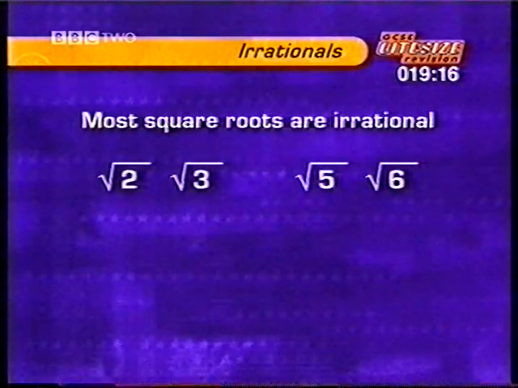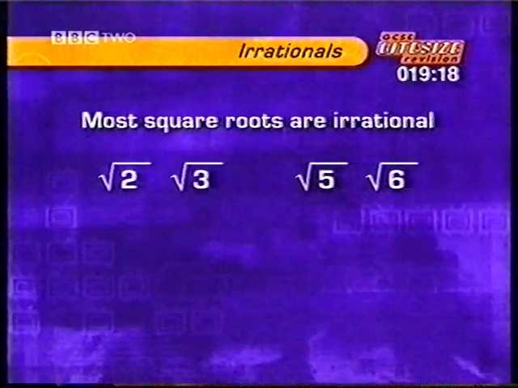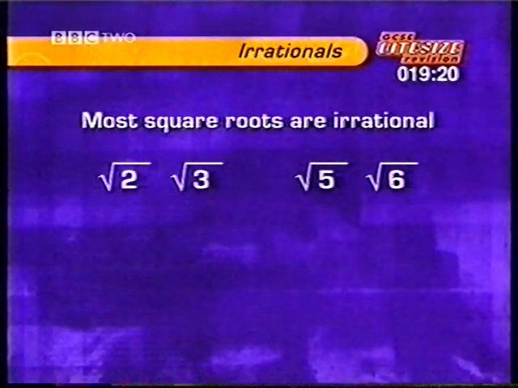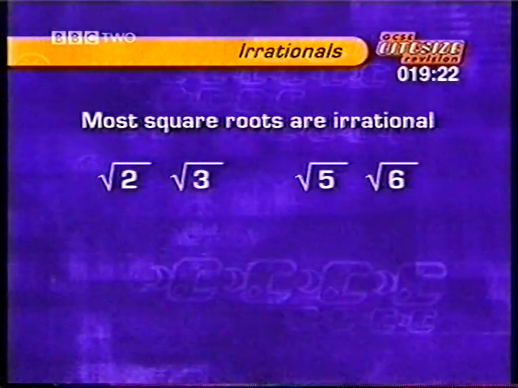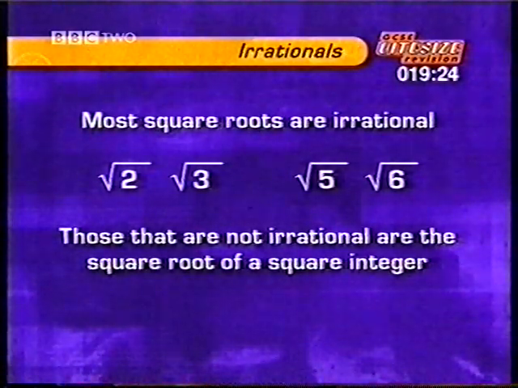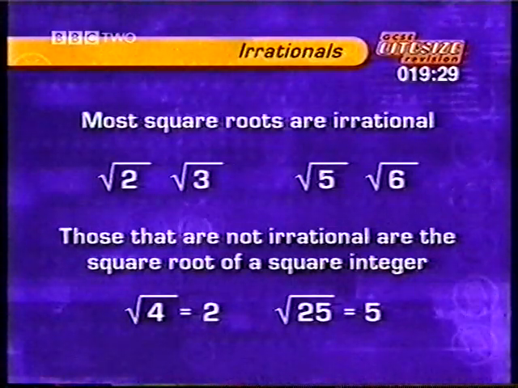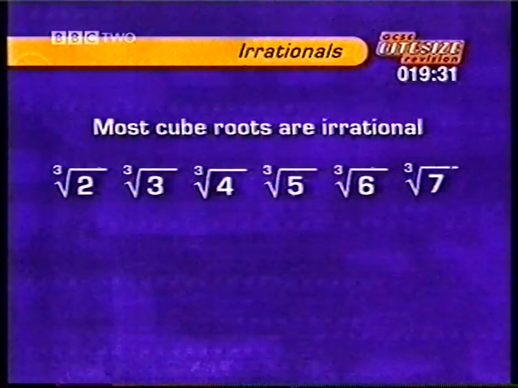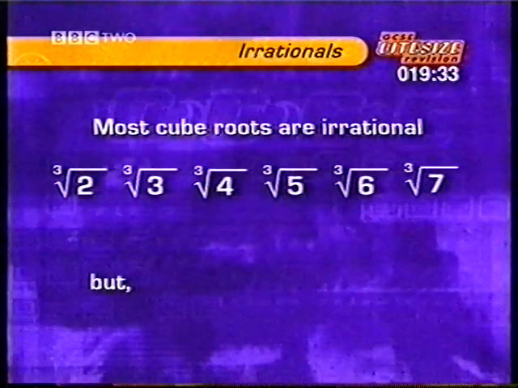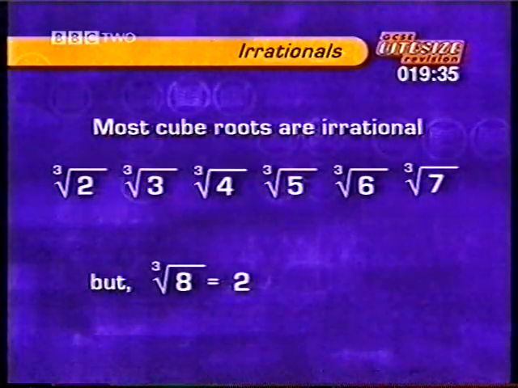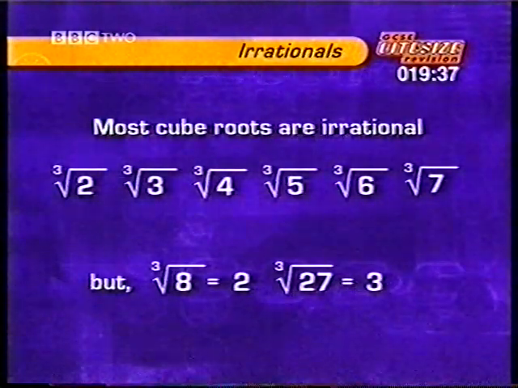In fact, most square roots are irrational, like root 2, root 3, root 5, root 6, and so on. Those that are not irrational are the roots of square integers, like root 4, which is 2, or root 25, which is 5. Most cube roots are irrational as well, except for the cube roots of cubed integers, like cube root of 8 or cube root of 27.